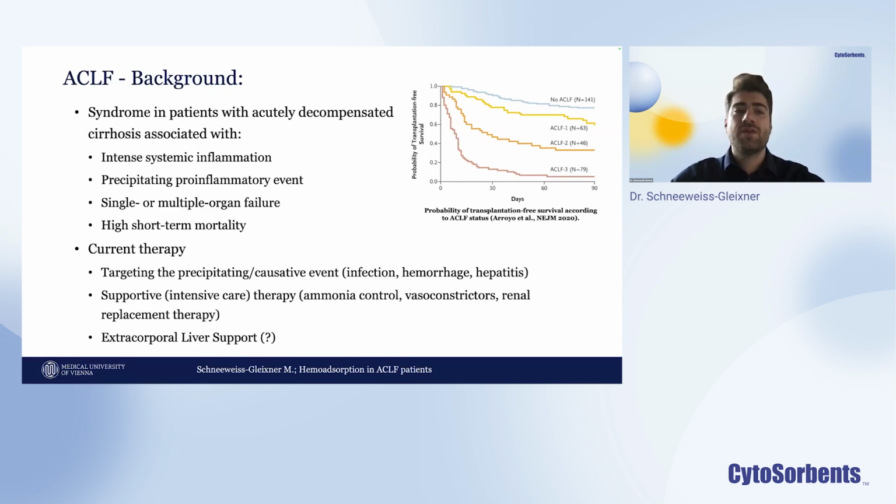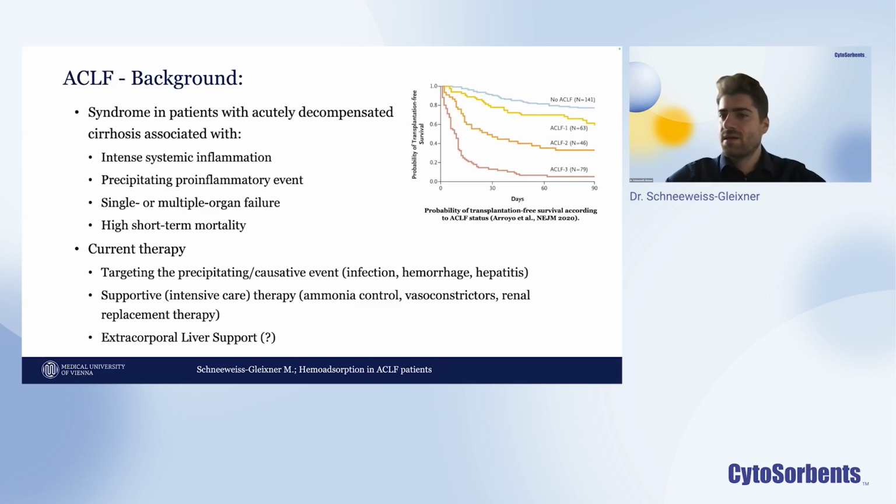So the current therapy standards for ACLF mainly target the precipitating or causative events, like infections with antibiotics, endoscopy for hemorrhage, and specific therapy for specific hepatitis causes. We also have some supportive therapies in the intensive care unit, for instance ammonia control, vasoconstrictors for hypotension, and renal replacement therapy in case of hepatic encephalopathy, but also in case of acute kidney failure.